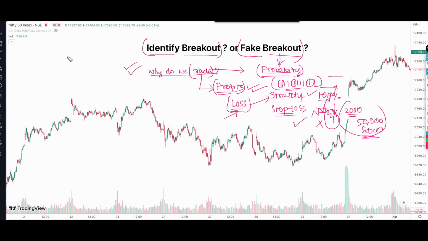Your only goal should be, you should not fight with the market. You should not worry when you make losses. Your only goal should be, when I lose, I need to lose less. But when the market goes as per my direction, I will make more.